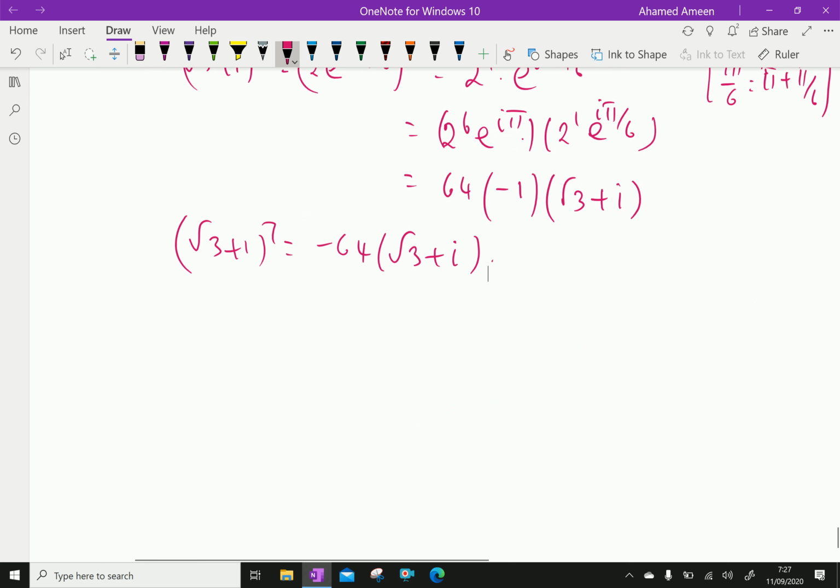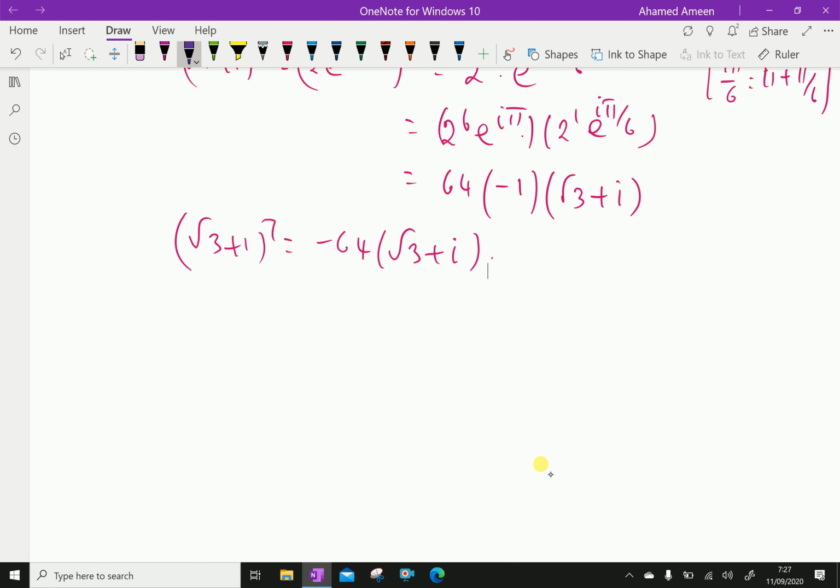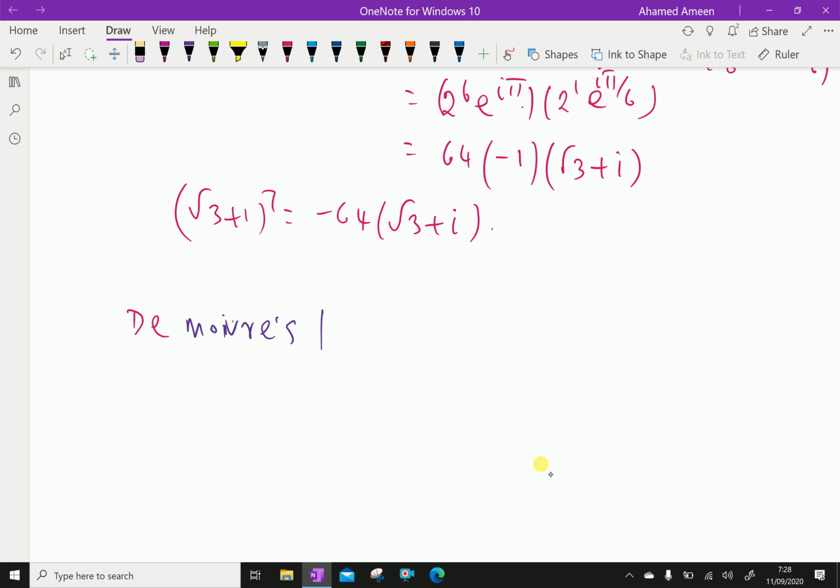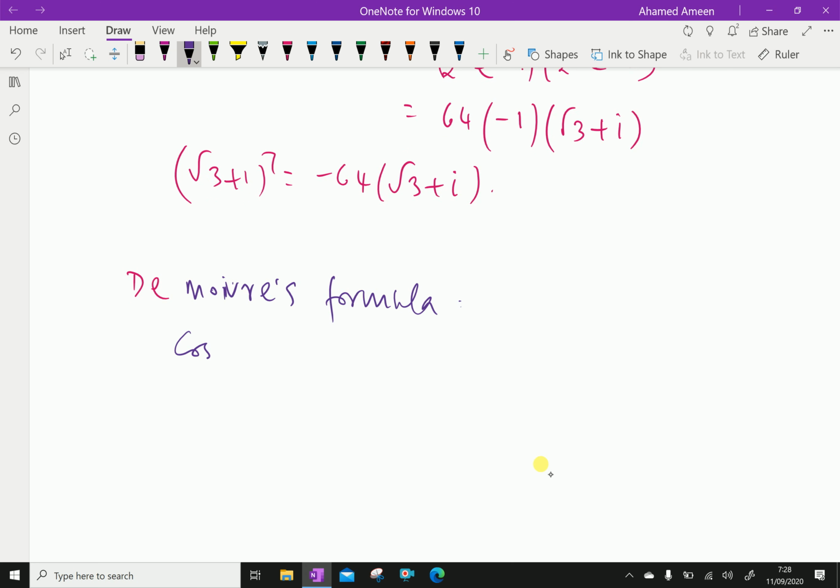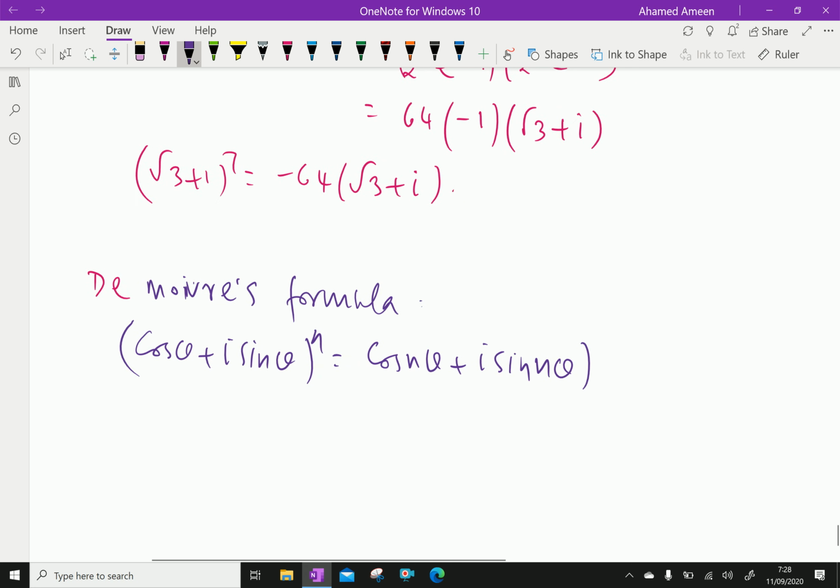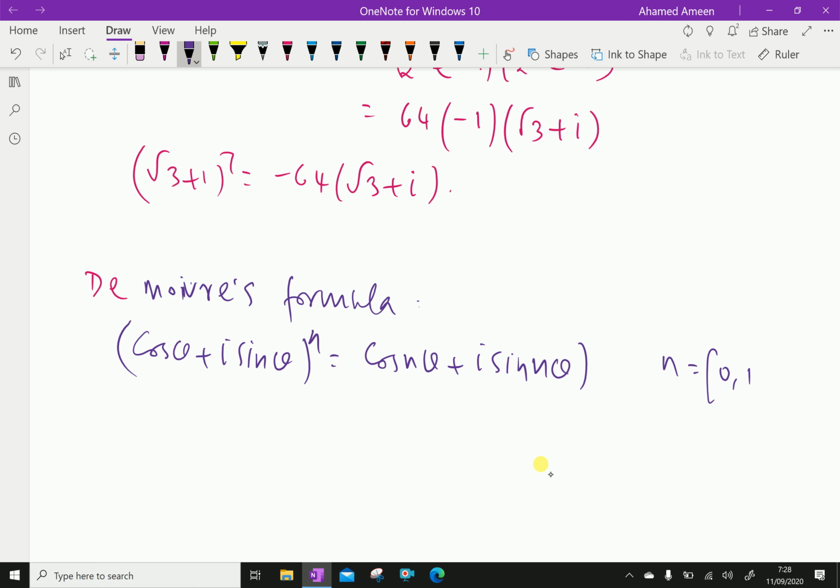Here, De Moivre's theorem tells us, De Moivre's formula, better to use the formula: cos theta plus i sin theta whole power n equals cos n theta plus i sin n theta, where n is 0, plus or minus 1, plus or minus 2, like these values.